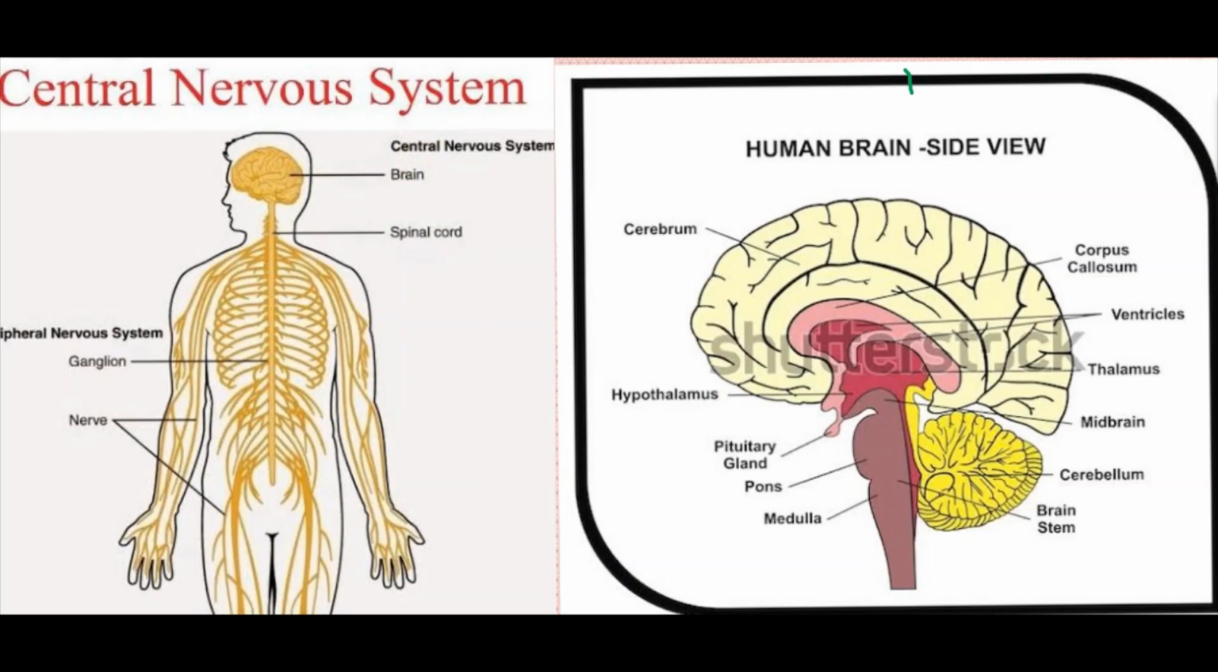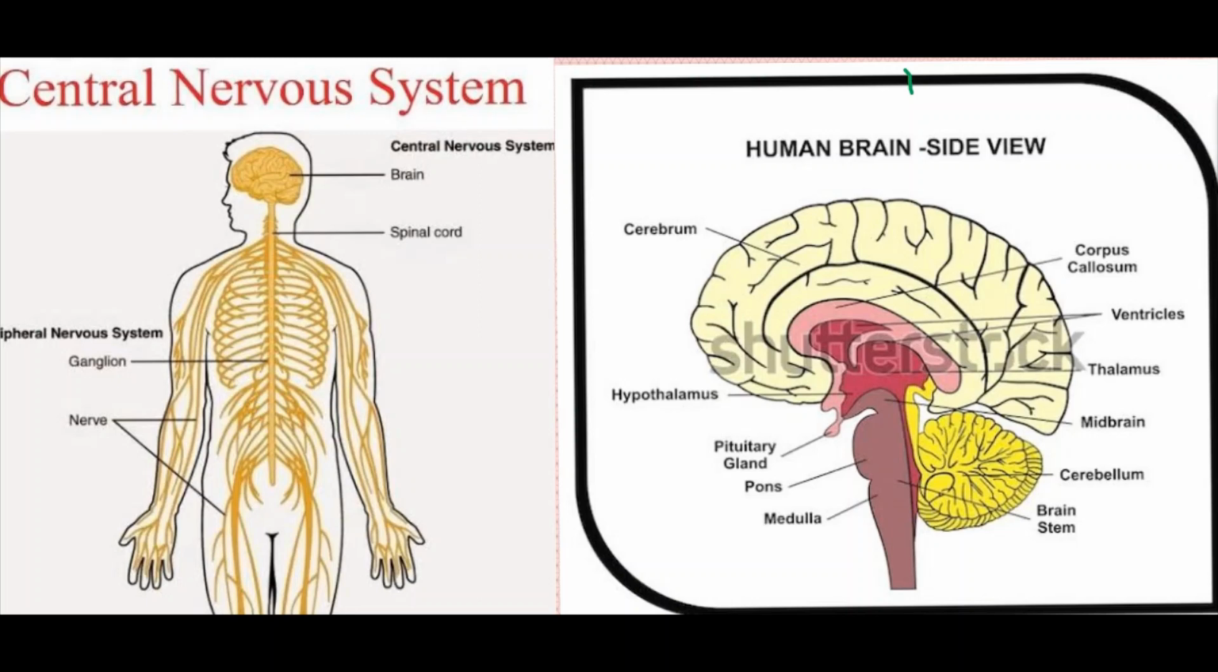The PNS is made up of the nerves which connect the brain and spinal cord to all parts of the body. This is the peripheral nervous system. The ANS is formed of sympathetic and parasympathetic nerves.